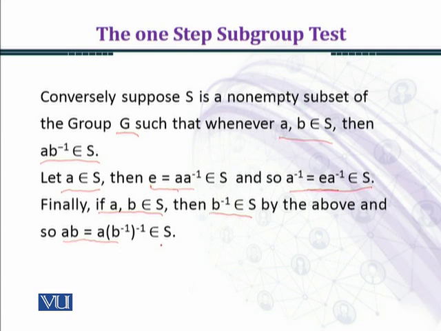And it means that we have established the closure property for the elements of the set S. So we have verified all the axioms. It implies that S is a subgroup of G, and we have gotten the desired result.